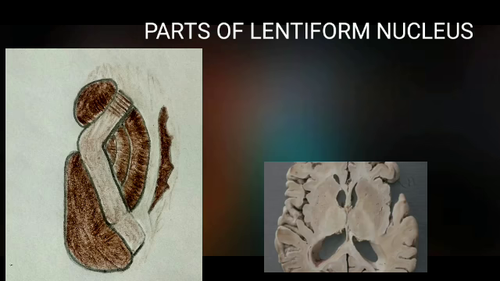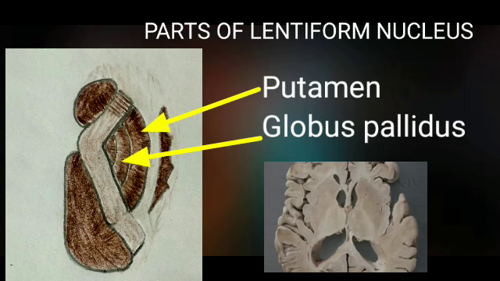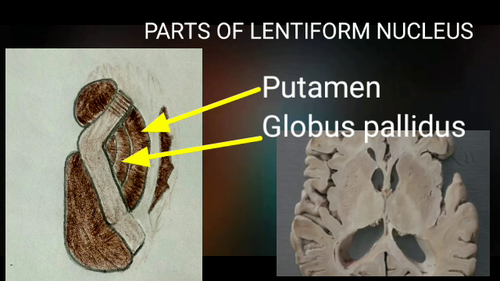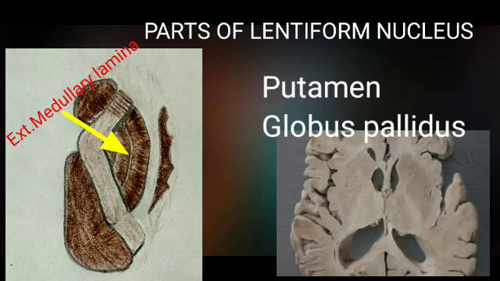Now let us learn what are the parts of the lentiform nucleus. The external medullary lamina is the thin white matter which divides the lentiform nucleus into putamen and globus pallidus. So in between the putamen and globus pallidus there is a thin white matter called the external medullary lamina.